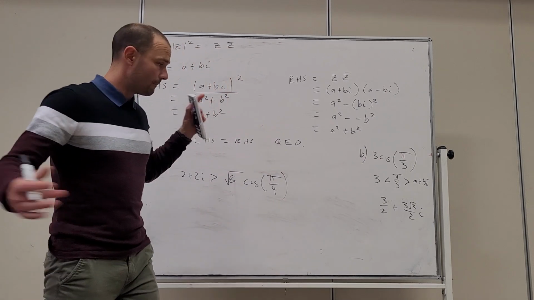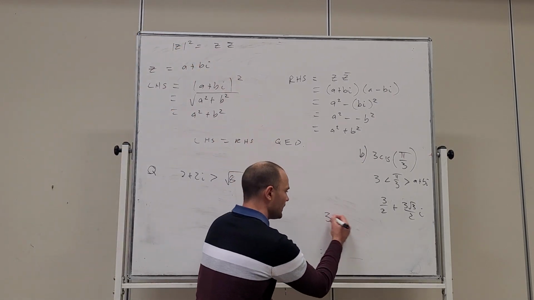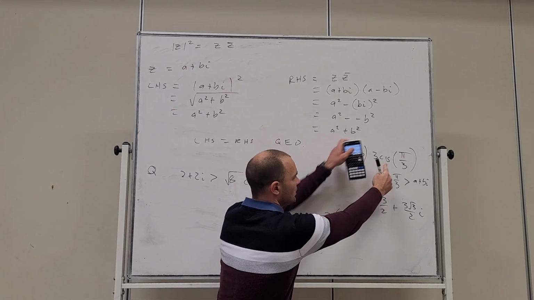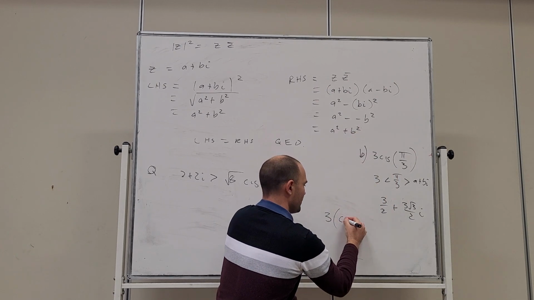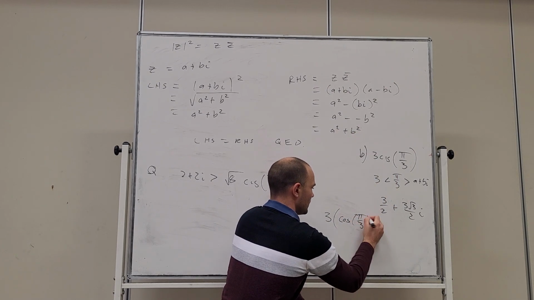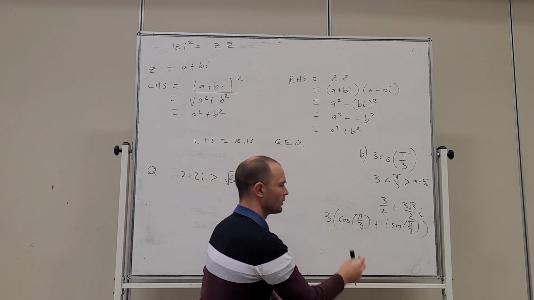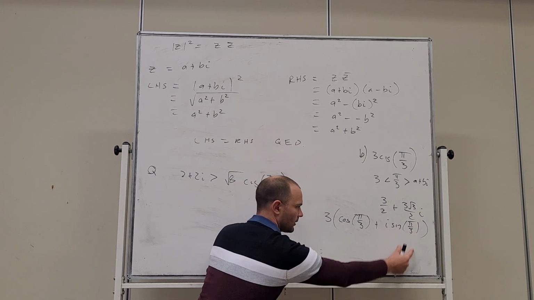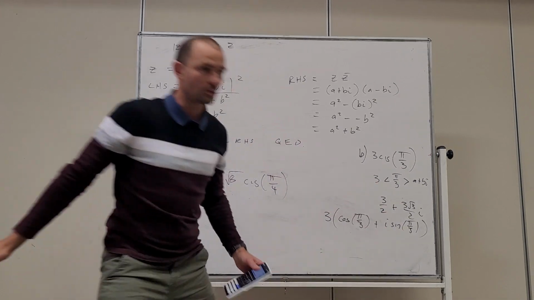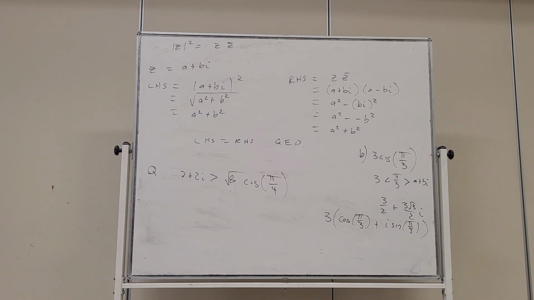Okay, how would we do that manually? We would have 3, so 3 is the modulus, and then cis of pi on 3, which is cos of pi on 3 plus i sine of pi on 3. We look at our unit circle, convert the cosine value, convert the sine value, and then distribute the 3.